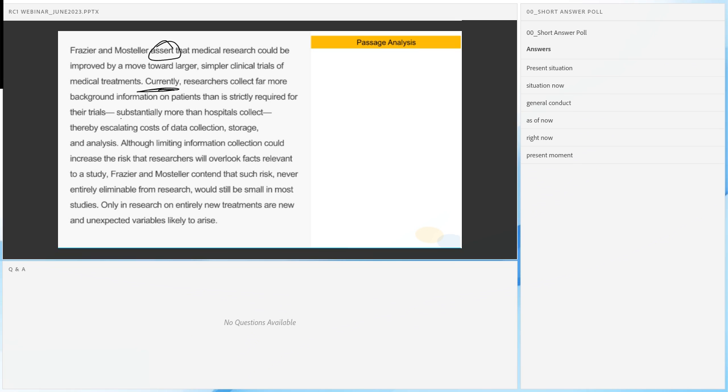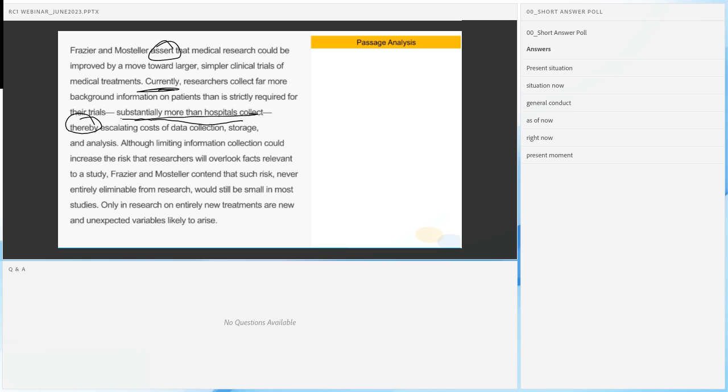How much more? Substantially more than hospitals collect. So this is a comparison. In GMAT RC, always focus on comparisons because you will have questions on comparisons. It's very easy to make questions on comparisons. Thereby is an outcome keyword, which means as a result of collecting more information, the costs of data collection, storage, and analysis go up.